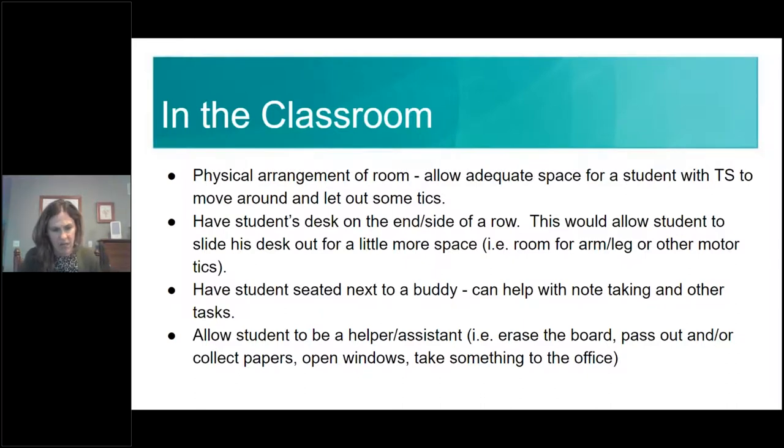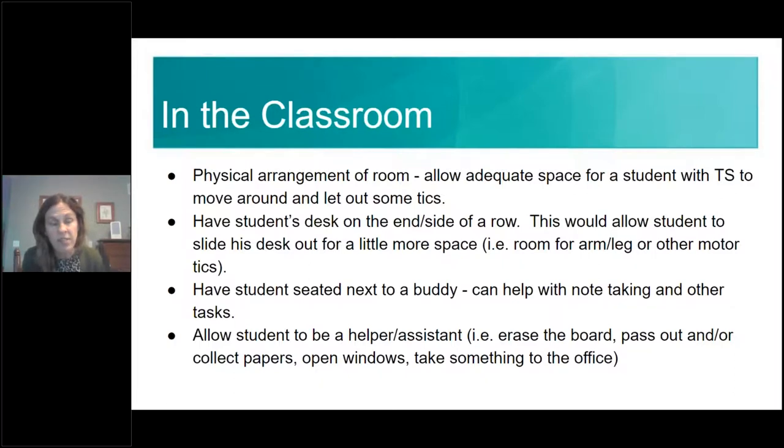This last one I love, and I do this all the time. I did it not just with kids with Tourette syndrome, lots of times with my kids that had some hyperactivity issues. Allow the student to be a helper or an assistant. Ask somebody to erase the board, to pass out papers, collect papers, open the windows, just so that they can move around. Sometimes that little bit of expelling some energy is good. And sometimes, if they have certain tics, they can do those easier in the classroom when they're moving around.